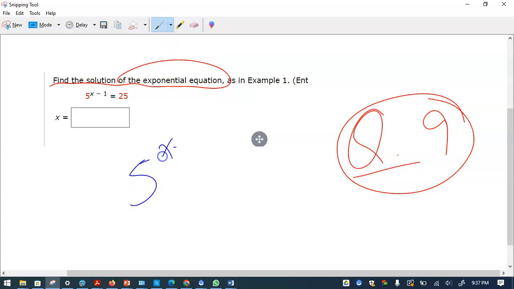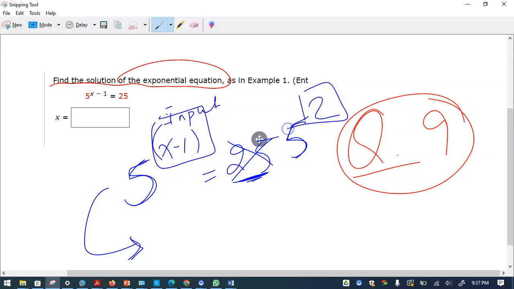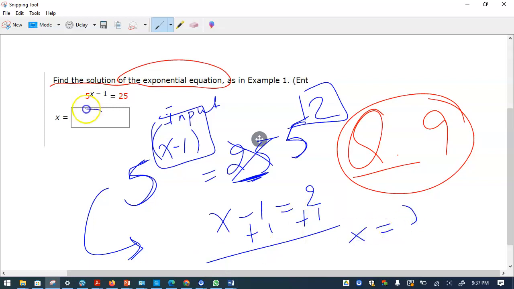It is 5 raised to... The input here, I always like to show, is this one. The output is 25. How do you change to the logarithmic form? You don't have to, because we can clearly see this is 25. We can replace 25 by 5 squared. So that means the base is the same on the left and the right, so the exponent has to be the same. So x minus 1 is 2, and you add 1, and you get x equals 3. So that's the answer. You're done.